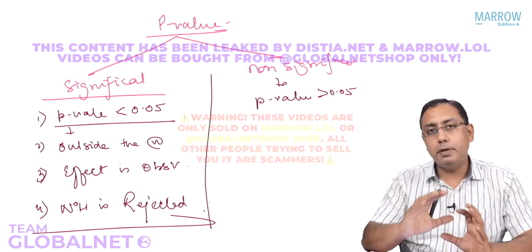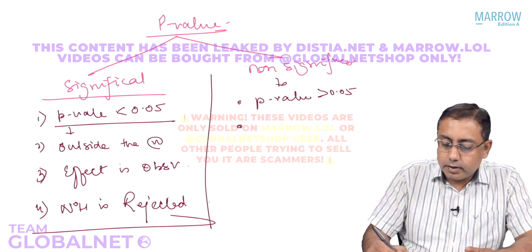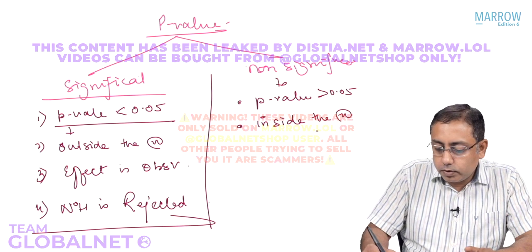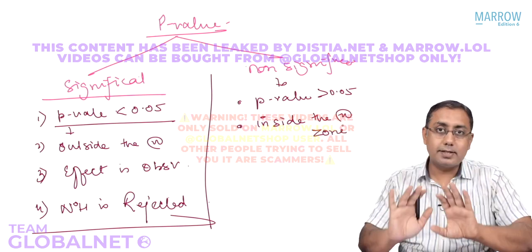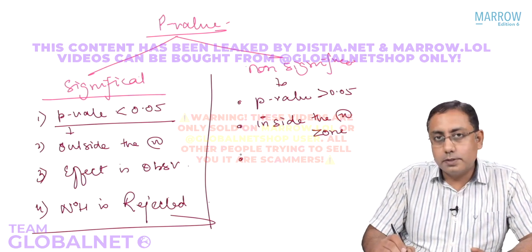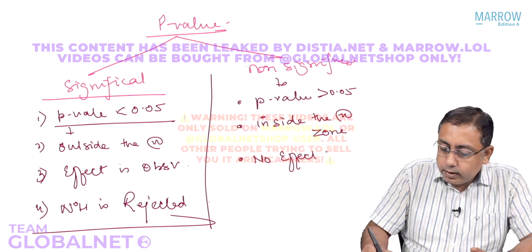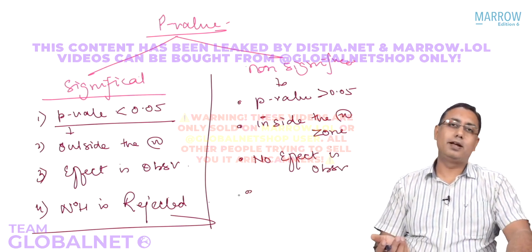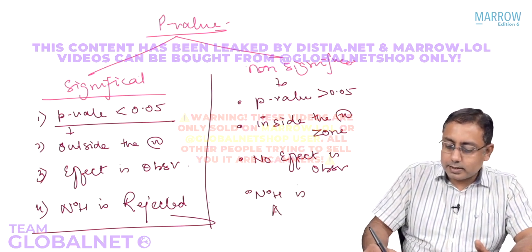On the other hand, if the p-value is non-significant, that means it lies inside the normal zone. That means the p-value is more than 0.05. That is the reason it is lying inside. That means, will you observe the effect? Yes or no? No effect is observed. And if no effect is observed, what do you do to the null hypothesis? The null hypothesis is accepted.